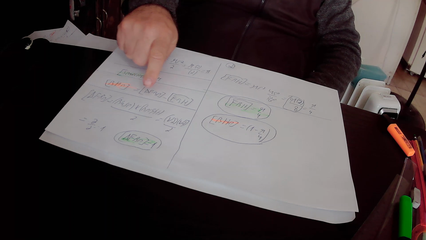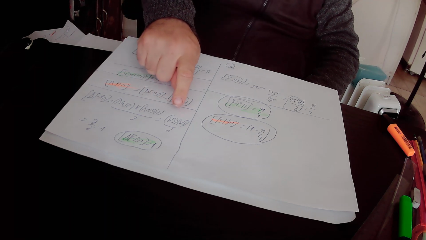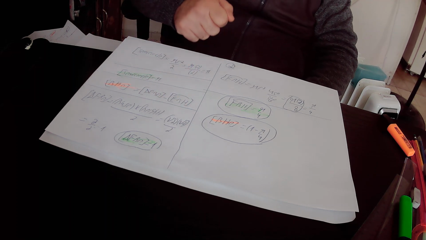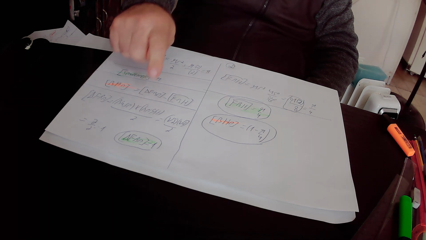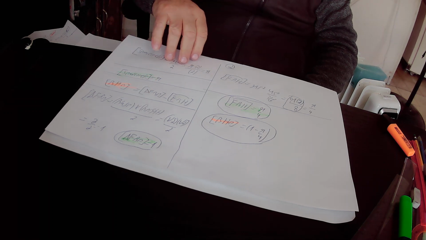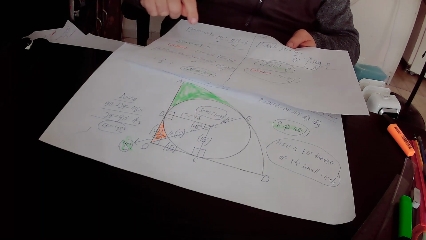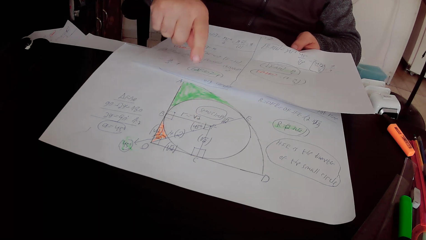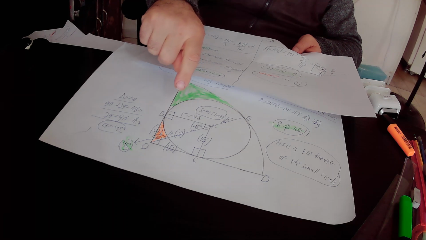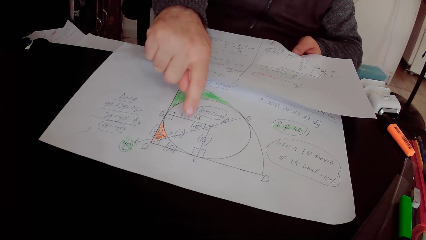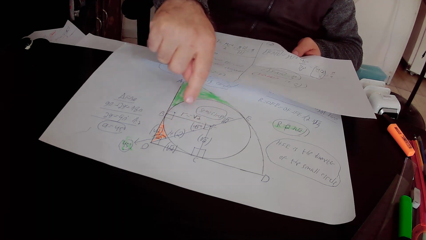So the base is square root of 2 and the height is also square root of 2 divided by 2. Square root of 2 times square root of 2 is 2, and 2 over 2 is 1. So in conclusion, we found out that the area of this right triangle FBO equals 1 square unit. And we have to subtract from the area of the right triangle FBO the area of this small sector FBH.